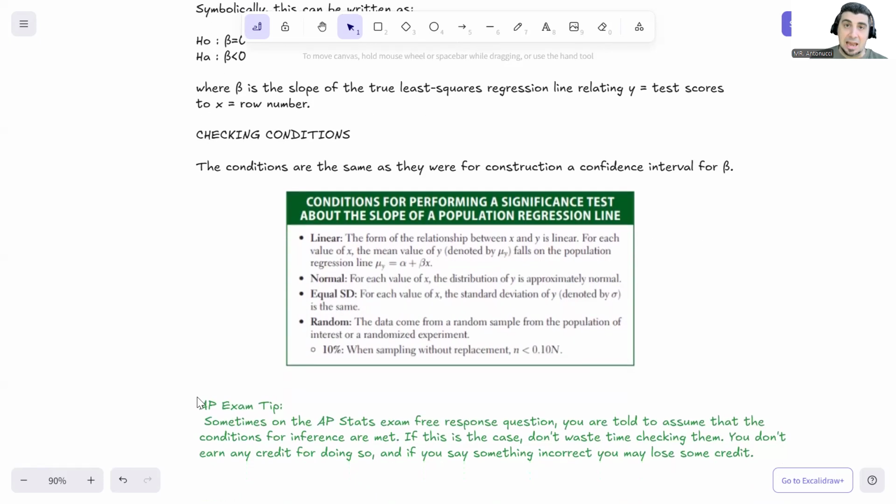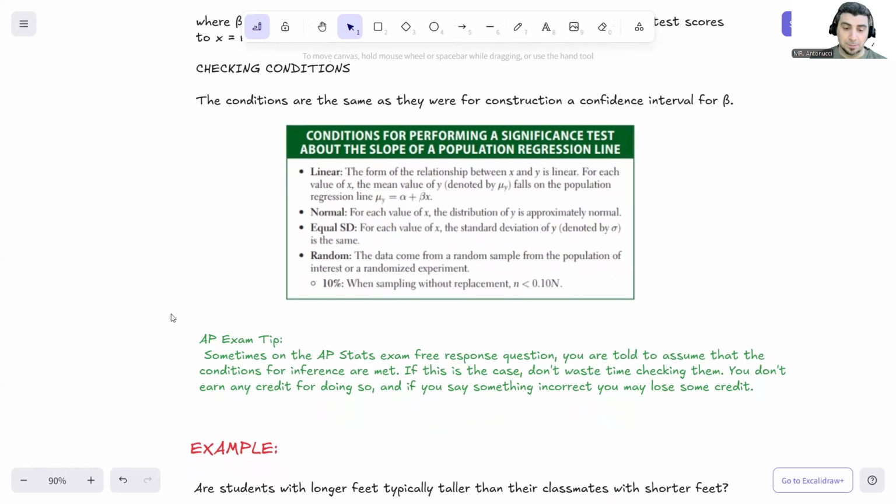So on the AP exam, sometimes for the free response questions, you're told to assume the conditions for inference are met. Not all the time, so read the question carefully. But if that's the case, don't waste time checking the conditions. You don't earn any credit for doing so if they told you to assume that the conditions are met. And you might actually lose some credit if you say something that is incorrect in that portion there.